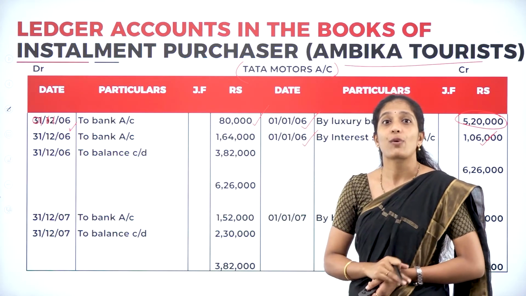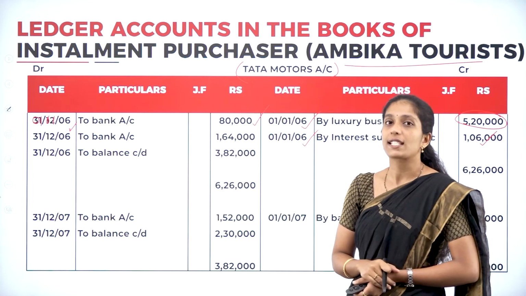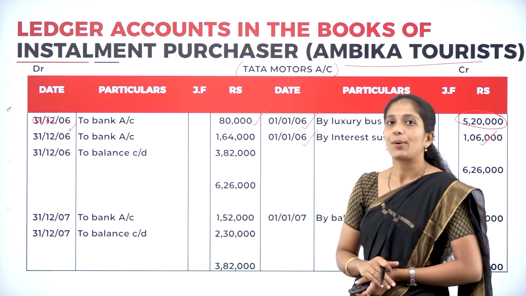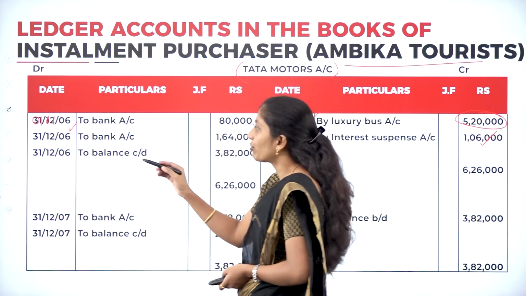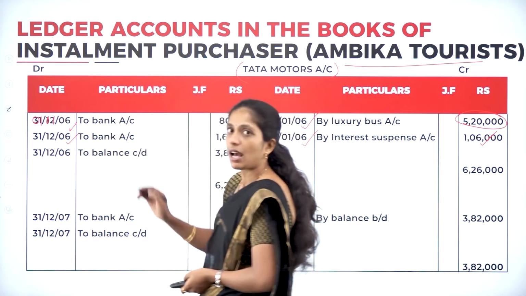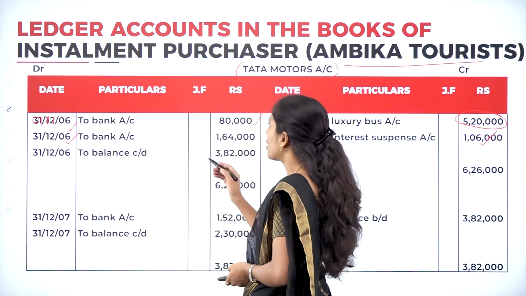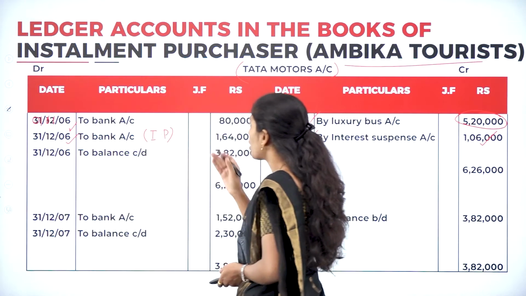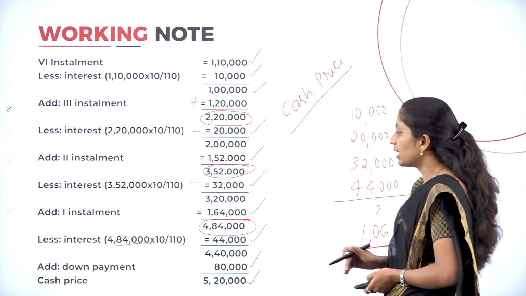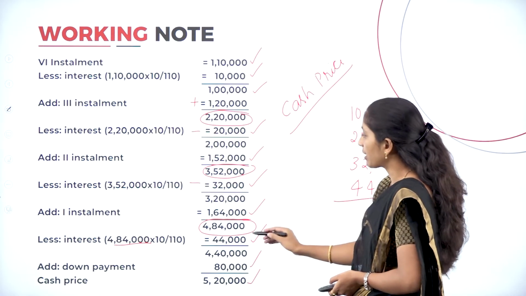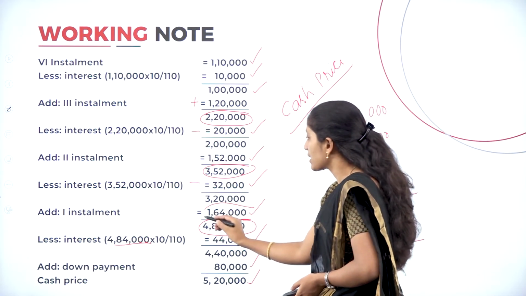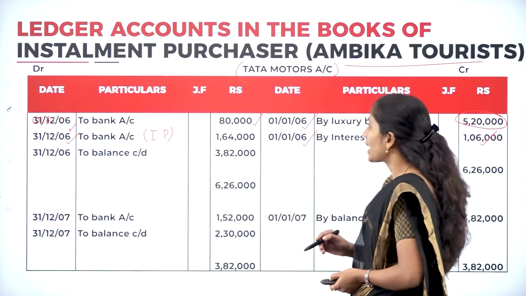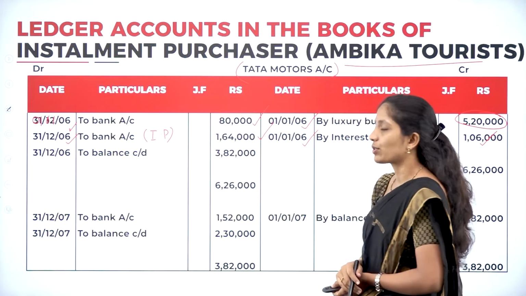Next entry is for what? Installment paid. So what is the entry? Installment seller account Dr. to bank account. So your fourth entry will be for installment paid, to bank account. So how much installment was paid in the first year? That is given in the question: 1,64,000. So write this 1,64,000.